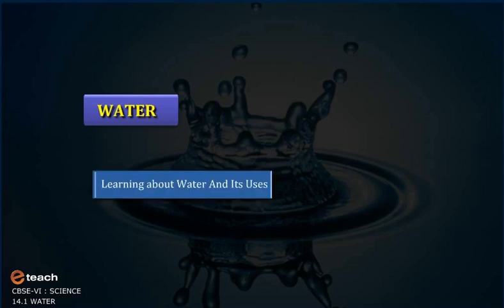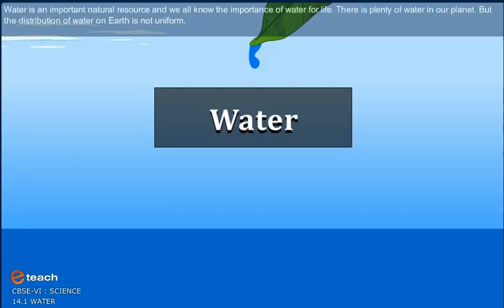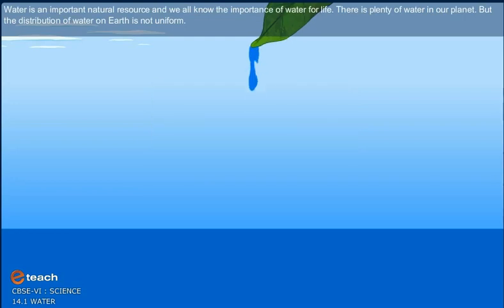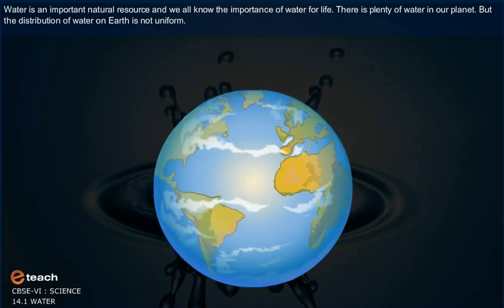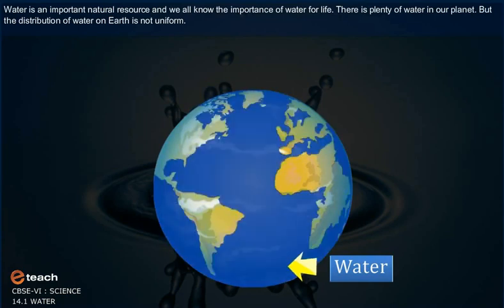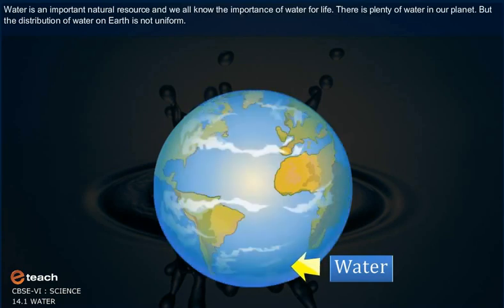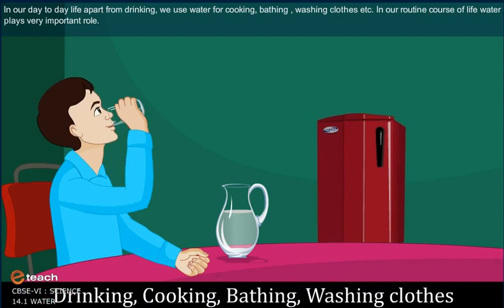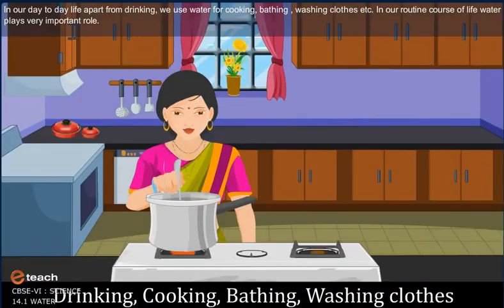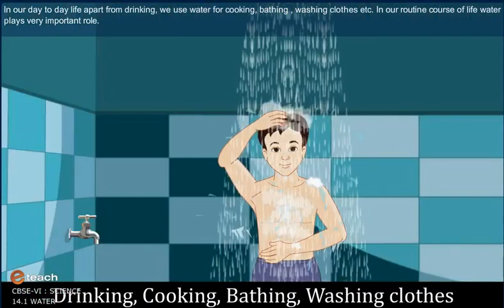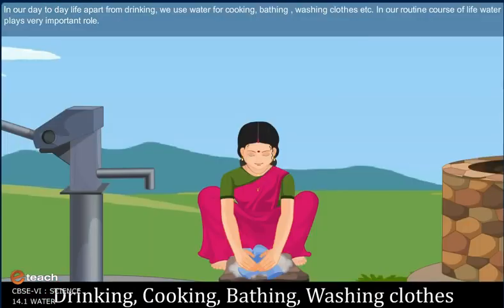Learning about water and its uses. Water is an important natural resource, and we all know the importance of water for life. There is plenty of water in our planet, but the distribution of water on Earth is not uniform. In our day to day life, apart from drinking, we use water for cooking, bathing, washing clothes, etc. In our routine course of life, water plays a very important role.